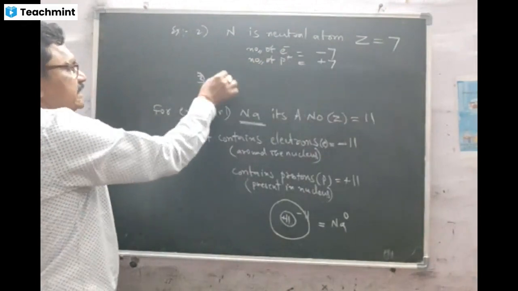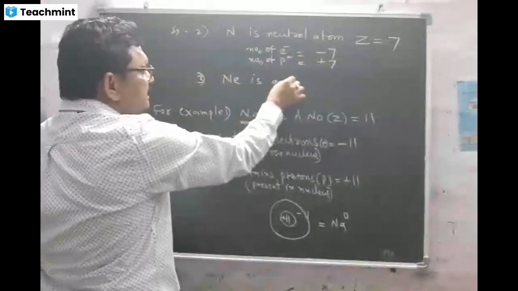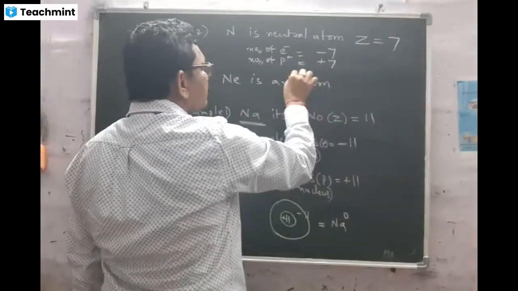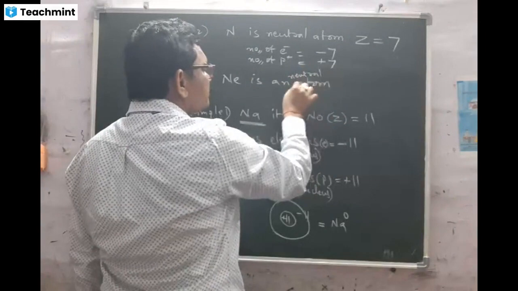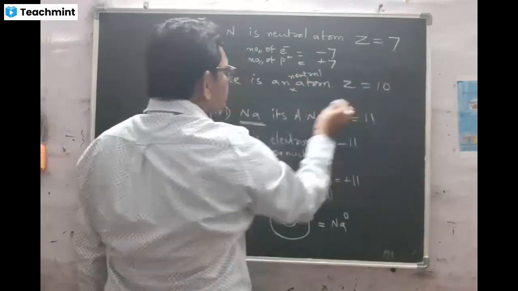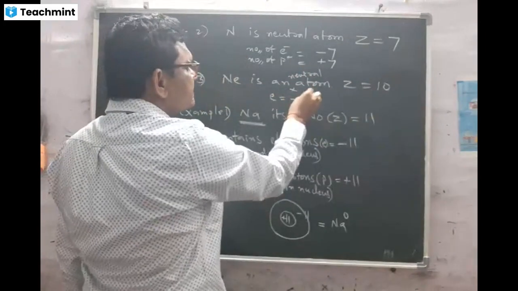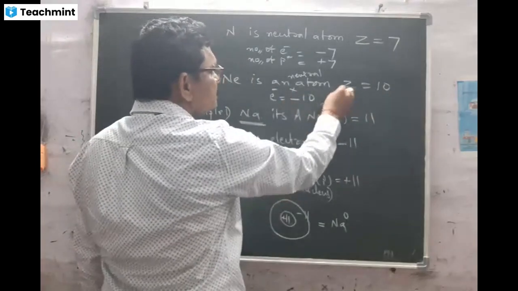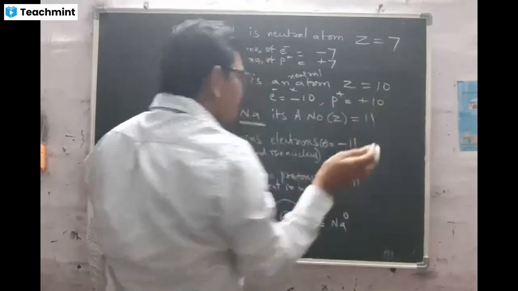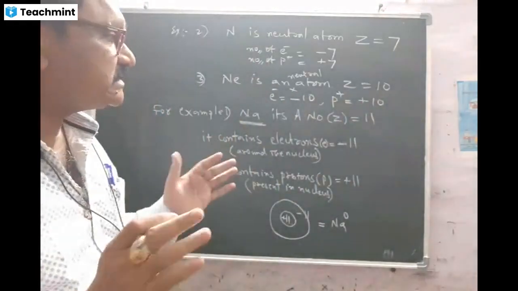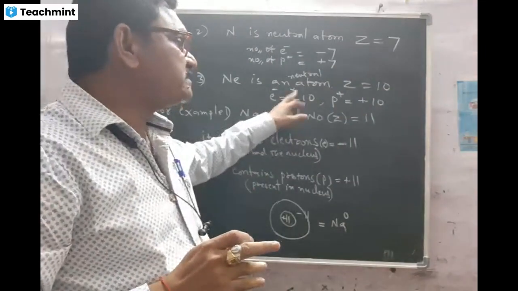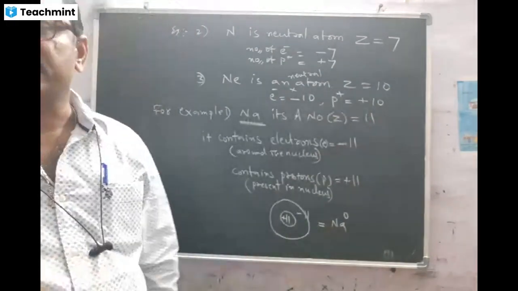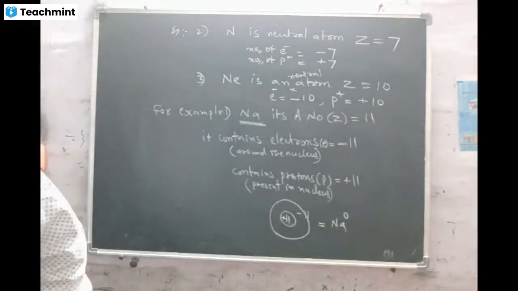For example 3, neon is a neutral atom. Its atomic number is 10. So how many electrons are present? Minus 10 electrons are present. How many protons are present? Plus 10. So equal number of protons and electrons. Why we put here minus? Electrons are having negative charge. Why we keep plus? Protons are having positive charge. Have you understood, Lucky?